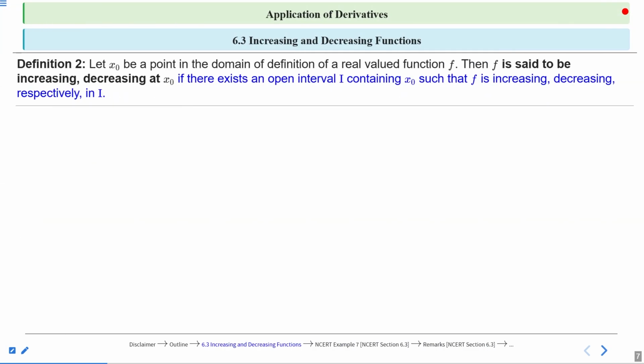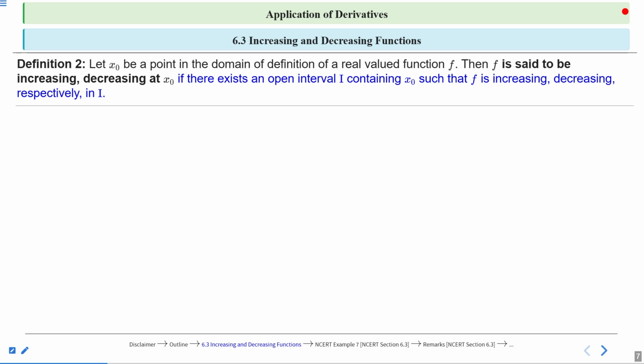Next is definition 2. Let x naught be a point in the domain of definition of a real valued function f. Then f is said to be increasing, decreasing at x naught if there exists an open interval I containing x naught such that f is increasing, decreasing respectively in I, right? So this is basically an increasing or decreasing function, okay?